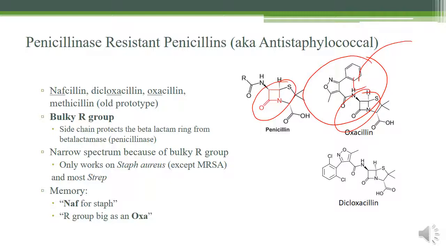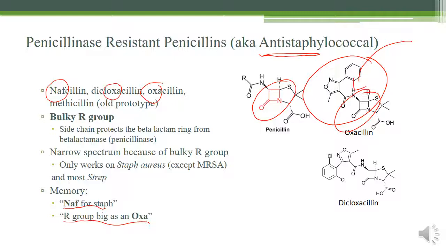Now, the ones that you need to know are going to be nafcillin. Sometimes they learn that as NAF for staph because pretty much all of these are only used for antistaphylococcal infections. So we learn it as NAF for staph. Or dicloxacillin, oxa, or just oxacillin. And I remember this as just as big as an ox. So you can learn it as NAF for staph, or R group as big as an ox, and if you remember that, this is a large R group.